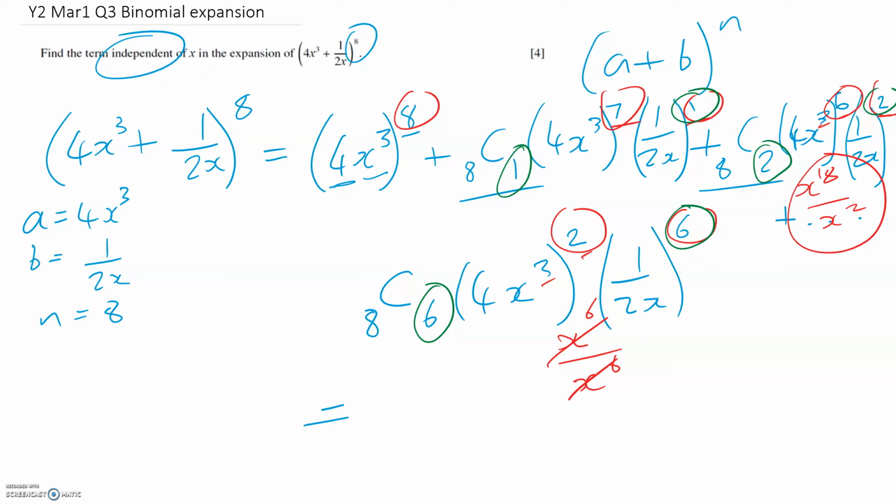If you do 8C6 on your calculator, you should get 28. This, when you do 4x cubed all squared, that would be 16x to the power of 6. And then when you do 1 over 2x all to the power of 6, that will be 1 over 2 to the power of 6 is 64, and then x to the power of 6. And so as we've discussed, these x's are going to cancel, and 16 over 64 is a quarter, so we want a quarter of 28, and so the answer is going to be 7.